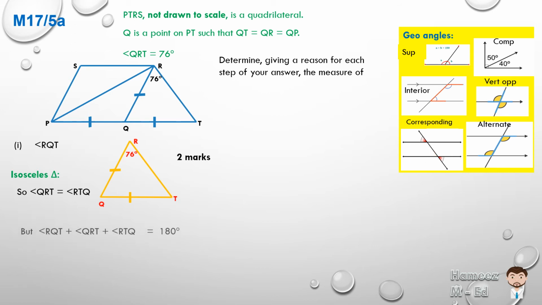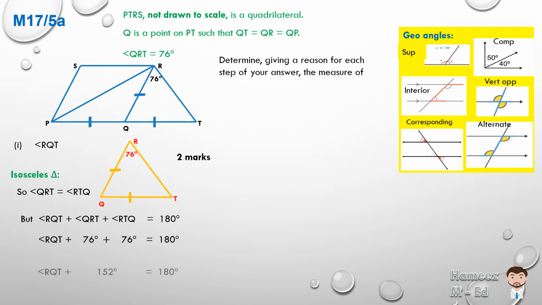Now it's a triangle, so we know that if we add up all three angles, it's going to be equal to 180 degrees. Let's substitute, and we're going to get RQT plus 76 plus 76 is equal to 180. We know that because it's an isosceles. So let's solve. RQT plus 76 plus 76 is 152, equal to 180 degrees. So if I want the angle RQT, that's equal to 180, and let's remove the 152 on the left side and carry it across on the right.